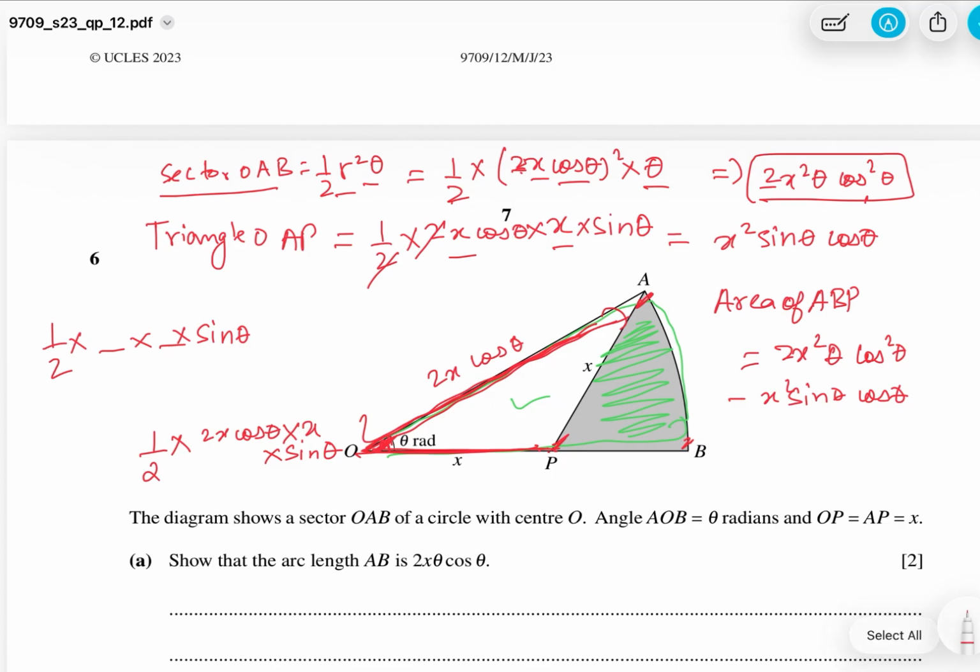Try to factorize it. Let's try to take something common. X square is common, cos theta is common. So let's take them out common. X square cos theta, we will have 2 theta cos theta minus sine theta. This is your final answer, learners.